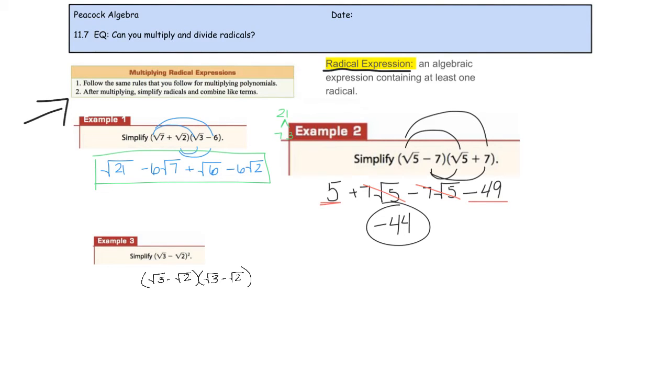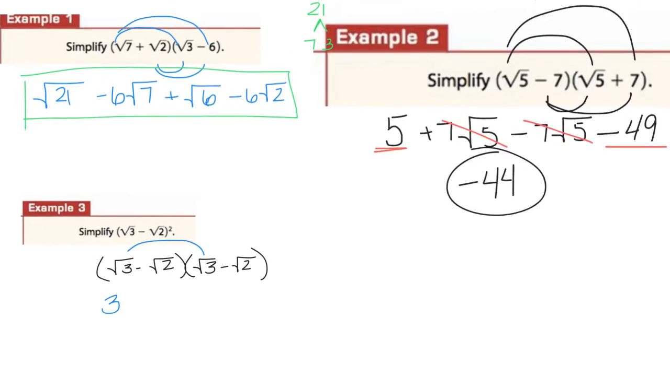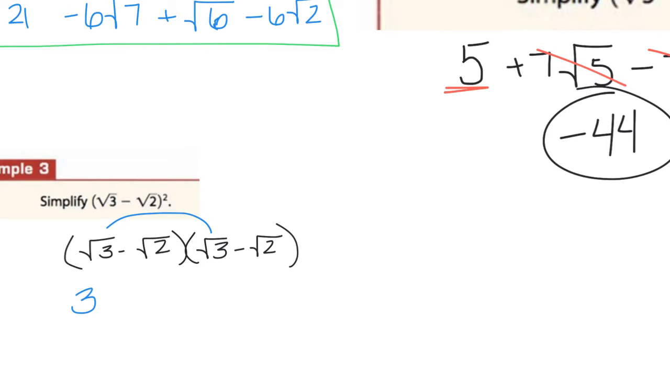So let's do that. First, outer, inner, last. First, square root of 3 times the square root of 3 is 3 because it becomes the square root of 9, and the square root of 9 is 3. All right, so we got 3. Now, outer, square root of 3 times negative square root of 2 is negative square roots of 6. So we've got first, outer. Let's do inner. Negative square roots of 6 again. And then last is negative square roots of 2 times negative square roots of 2, which is positive square roots of 4 or positive 2.